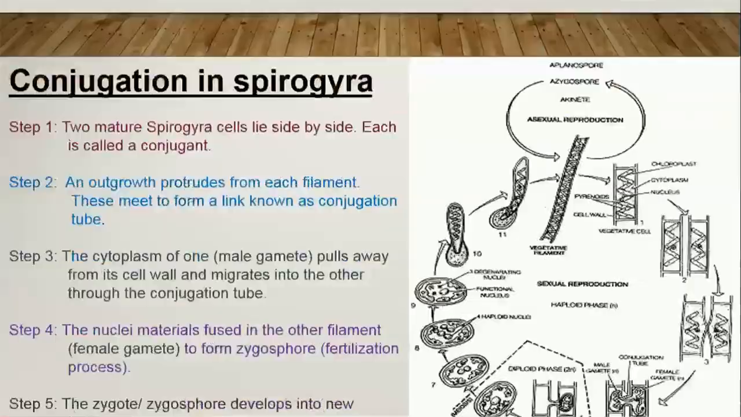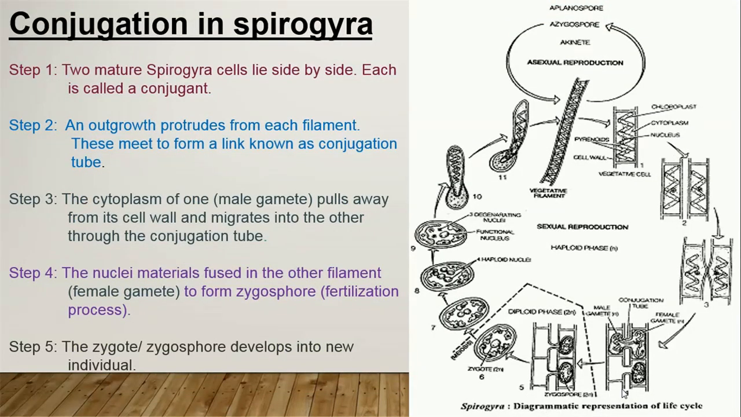Now, we are going to be using Spirogyra as our case study in the study of conjugation. Now, here is an image showing diagrammatic representation of life cycle of Spirogyra. So I'm going to be using the image to explain the steps. Now, the number 1 here in this image shows a mature Spirogyra organism. Now, in step 1, 2 mature Spirogyra cells lie side by side. Each is called a conjugant. So you see it in number 2 in this image, the 2 cells lying side by side.